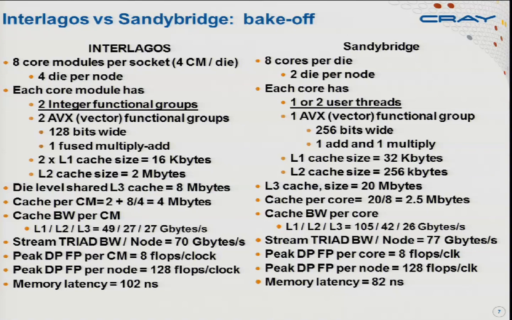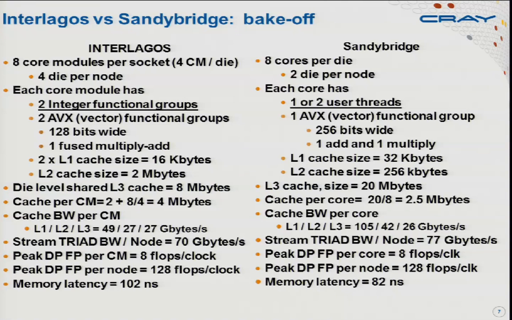Why is this number bigger than this number? Well, this is per core module, and this is per node. So really, if you wanted to think of the L1 bandwidth per node, you'd take this number and multiply by 16. Flops per clock, it's very similar. Per core module, it's 8. Per core, it's 8. 128 per node. Then you multiply it out. It's 128 over here. It's 128 over here.